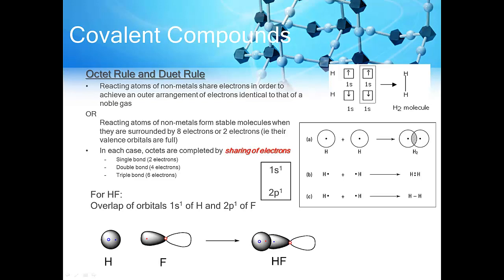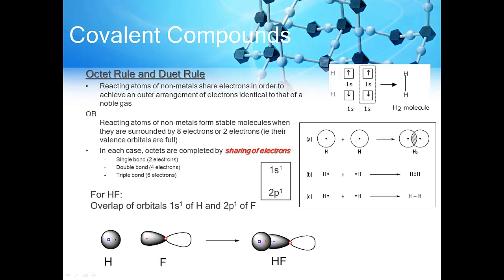So, reacting atoms of nonmetals share electrons in order to achieve an outer arrangement of electrons identical to that of a noble gas. So what that statement means is that, okay, these atoms also want to be like a noble gas, but they're not going to give and take electrons like the ionic compounds do. They're just going to share them. So in the case of HF, or hydrogen fluoride, our hydrogen wants to gain an electron to be like helium, and our fluorine also wants to gain an electron to be like neon. They can both do this by sharing two of their electrons.